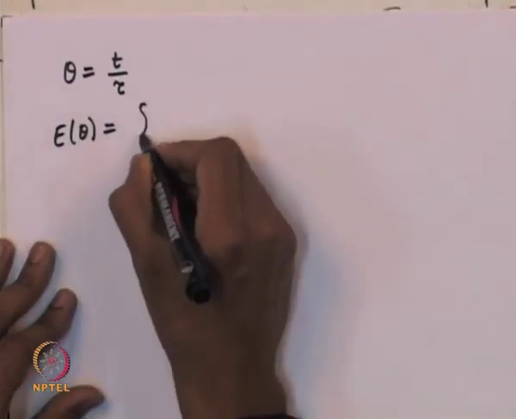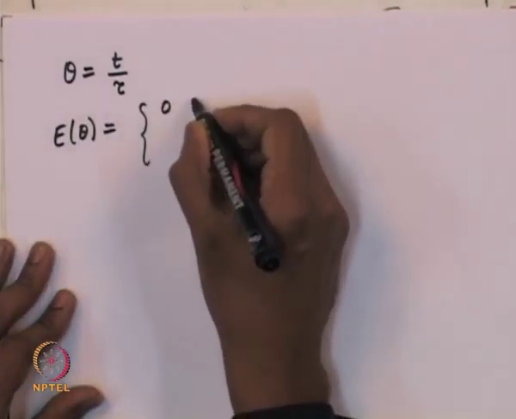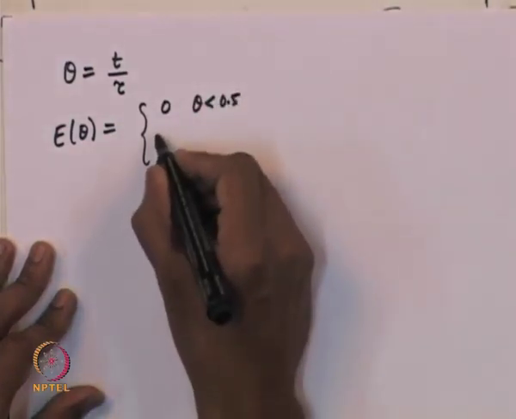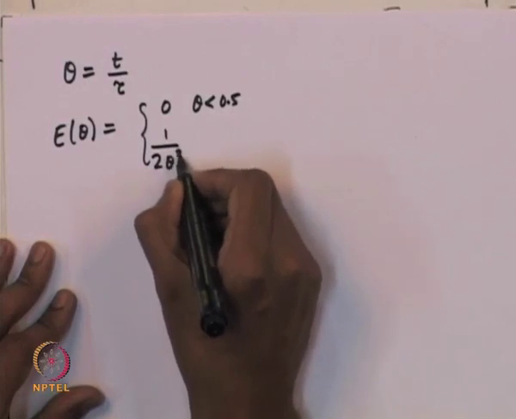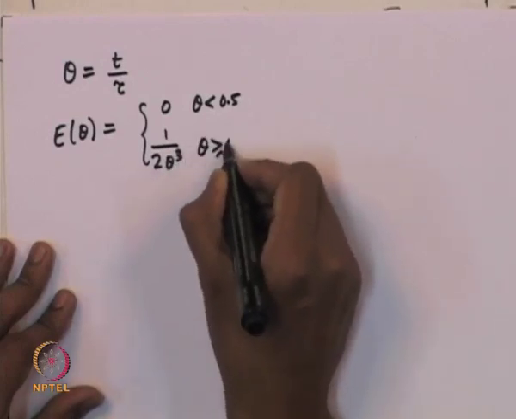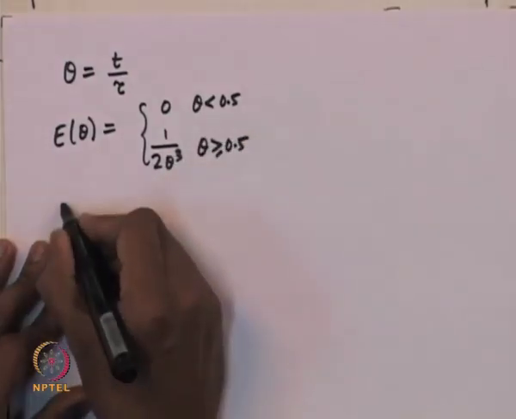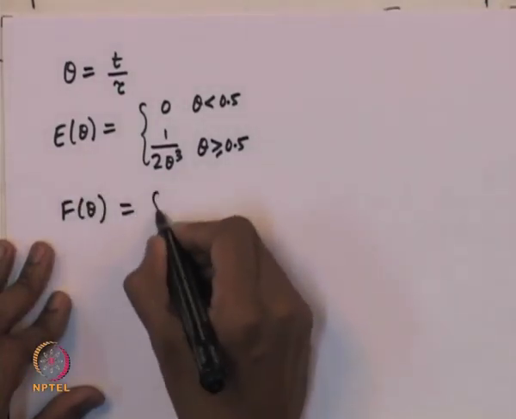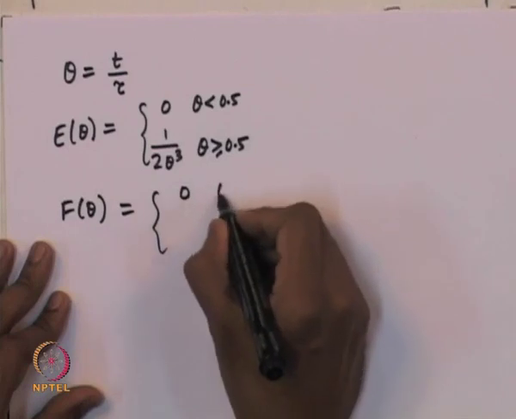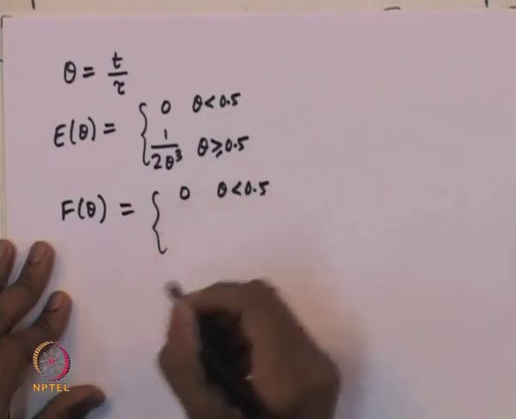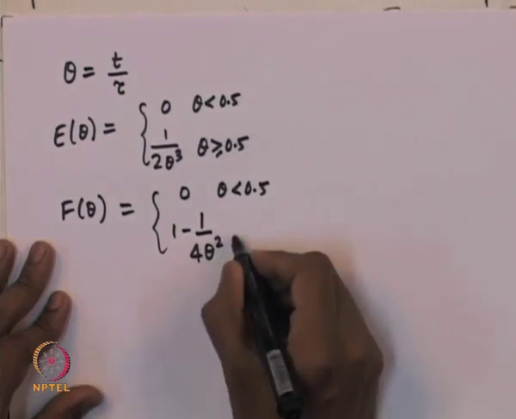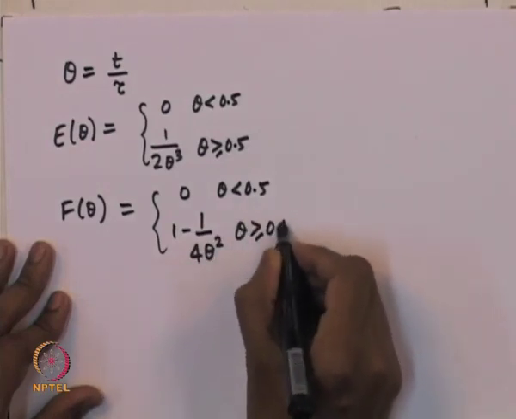would be 0 for theta less than 0.5, and it will be 1 by 2 theta cube for theta greater than or equal to 0.5, and similarly F of theta will be 0 for theta less than 0.5, and it will be 1 minus 1 by 4 theta square for theta greater than or equal to 0.5.